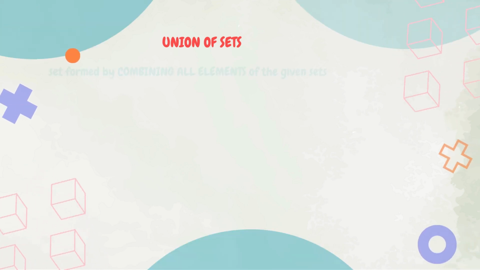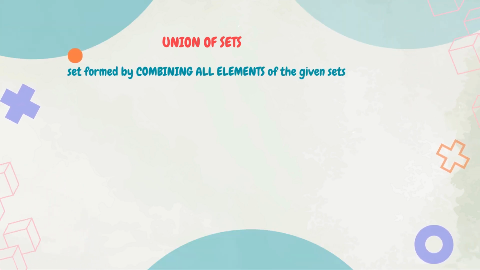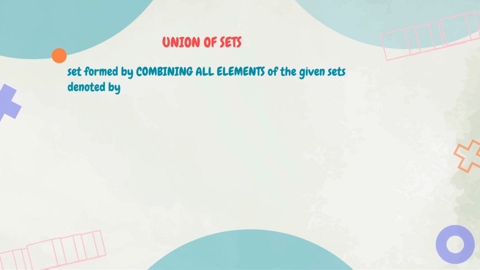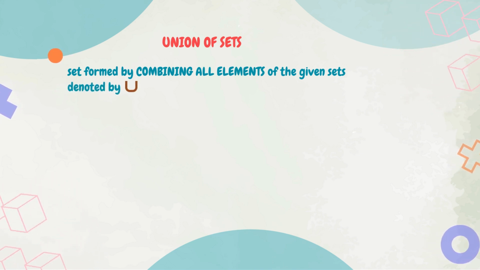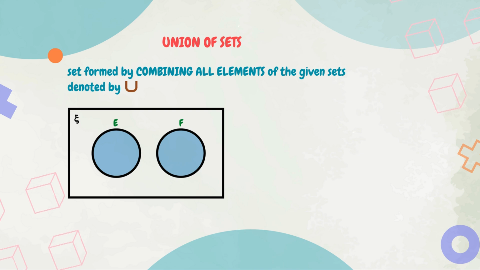Next, the union of sets. A union of sets is a set formed by combining all elements of the given sets. It is denoted by this symbol. To illustrate, if two sets are E and F, the union of set E and F is obtained by combining all elements of set E and set F. The union of set E and F is denoted by this.